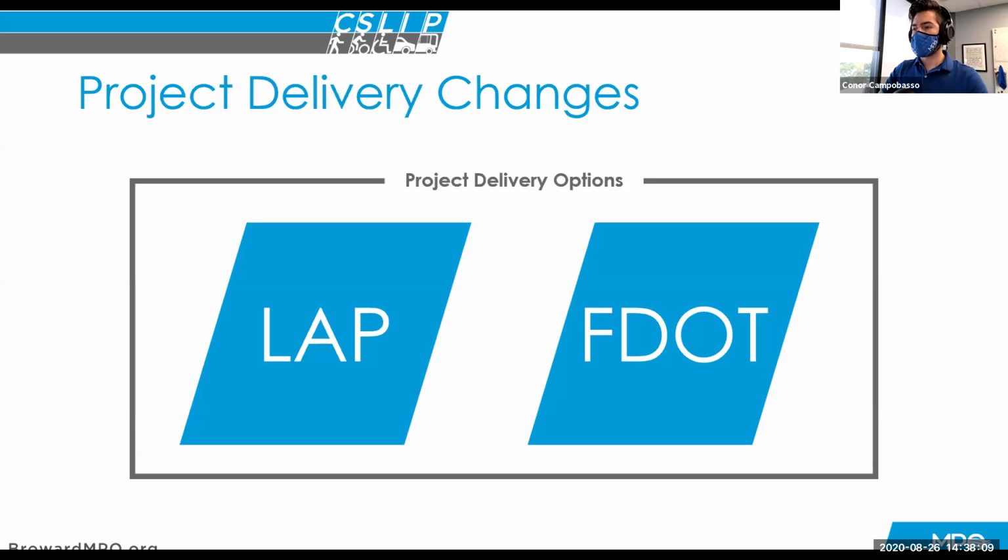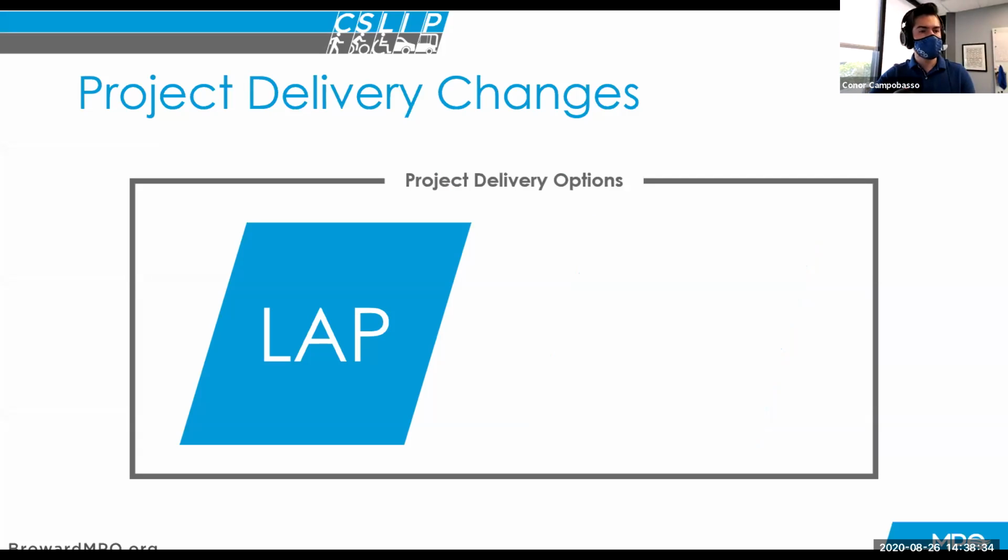And the last thing I want to touch on is kind of the final stages of the project itself, and that is the delivery of the project. So in the past, there was basically two delivery methods. There was the local agency program, or LAP, and then there was FDOT. And with LAP, the agencies delivered the projects themselves. The DOT approach, DOT handled basically the entirety of the project.